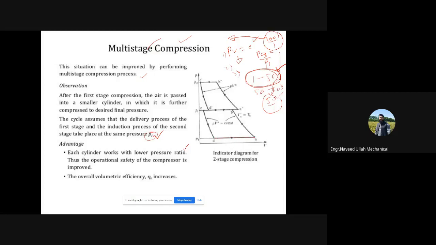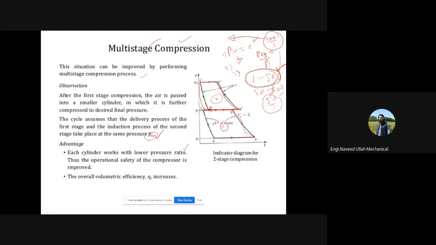अच्छा, D to A is induction, then B compression process, then C to B to C is delivery, but that delivery is basically this induction to the second, okay, so A double prime, B double prime, B prime, C prime, and this one. So you can see that this is actually stage 1 and this is your stage 2.